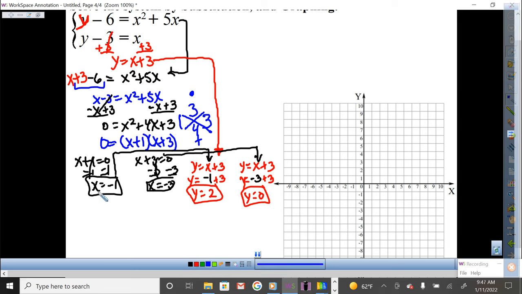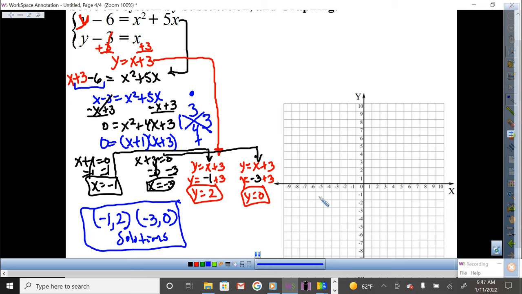Therefore, my x value is negative 1. What was my y value for that one? 2. How about for this one? X value is negative 3. What is my y value? 0. And what are those? These are my, or what are those? Solutions. These are my, you guys remember that? What are those?